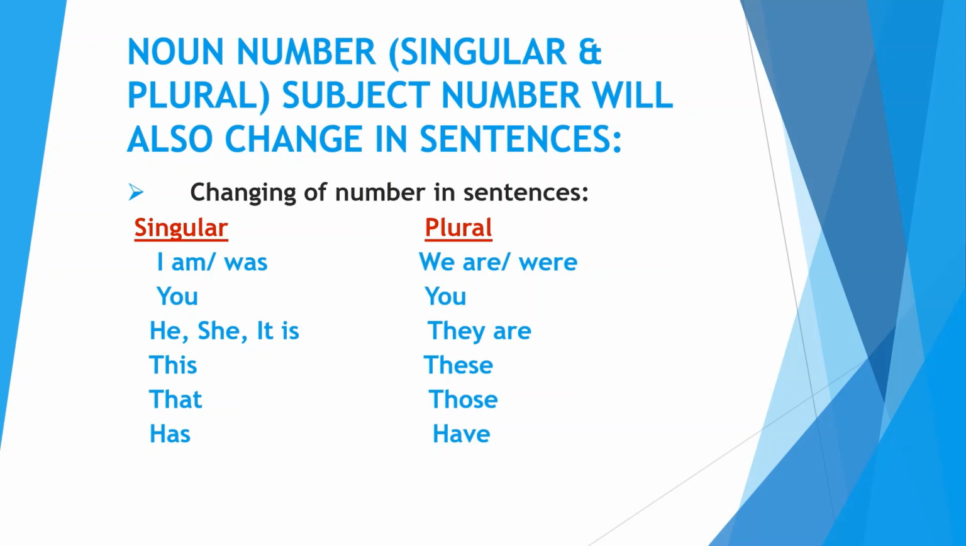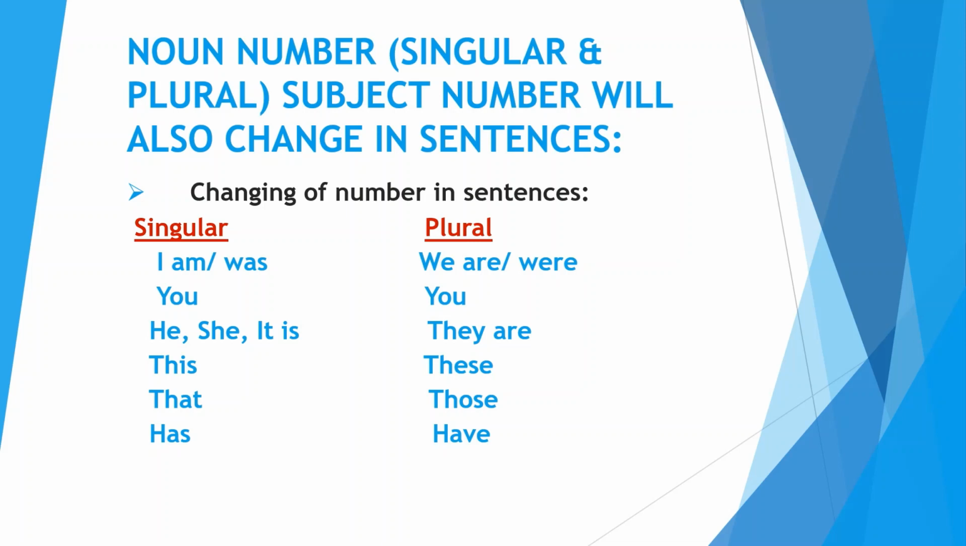Let's start our today's topic, that is changing of singular nouns to plural nouns in sentences. For learning this, you must understand how the subject should be changed into plural form. See here, singular forms, that is if the subject is I, then its plural form is we. Then if the subject is you, its plural form is you. If the subject is he, she or it, its plural form is they. Then this, that, those, has, have.